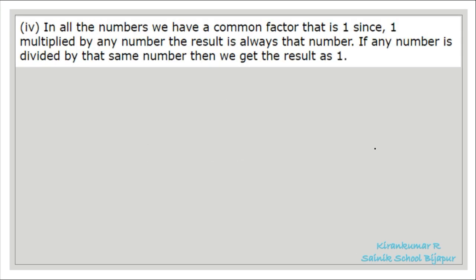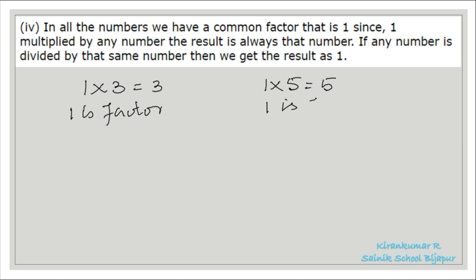Next point to remember, in all the numbers we have a common factor, that is 1. Since 1 multiplied by any number, the result is always that number. If any number is divided by the same number, then we get the result as 1. 1 when multiplied by 3, we get the result as 3. 1 when multiplied with 5, we get the result as 5. Here 1 is a factor. Here also 1 is a factor. For instance, if you take any number, 1 will become a factor. So 1 is a common factor.